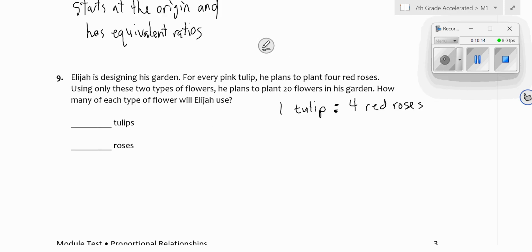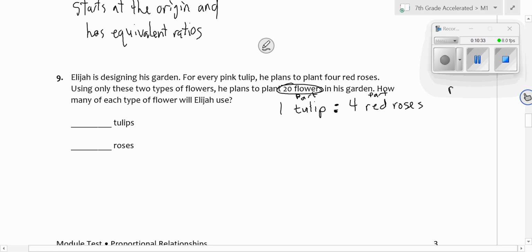Go. Now, this one, they gave us a part to part here, so we can figure out that it's actually our part. But then they told us a whole. They told us how many total flowers. So then, if we made a part to total or whole, okay, if we wanted to, it'd be one tulip out of every 5 flowers. All right. So 1 out of every 5.